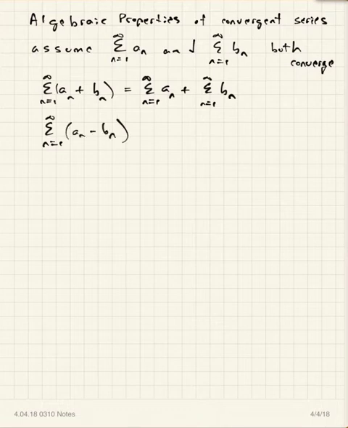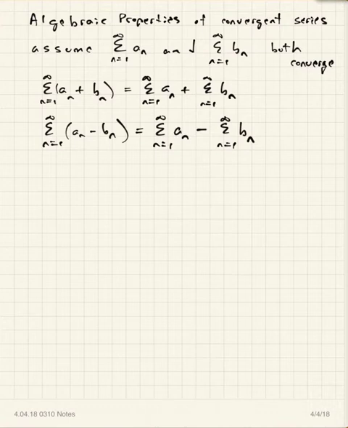If the series that you're starting with is a sub n minus b sub n, in other words, the series you're looking at are two convergent series that are being subtracted, then you can just find the sum of each individual series and subtract their results. But that's legal to do.